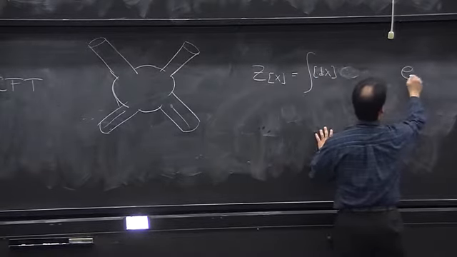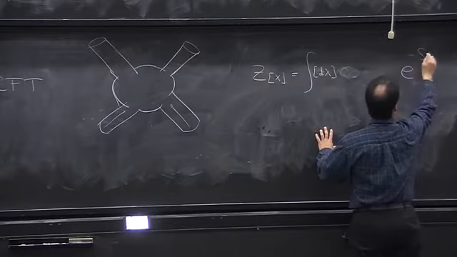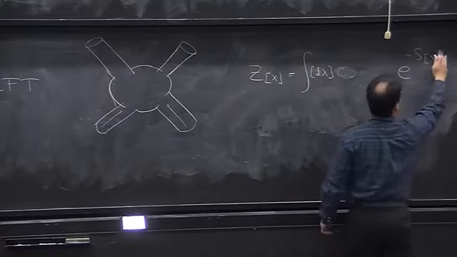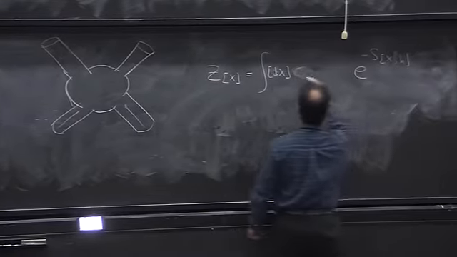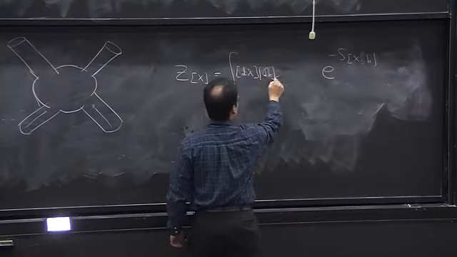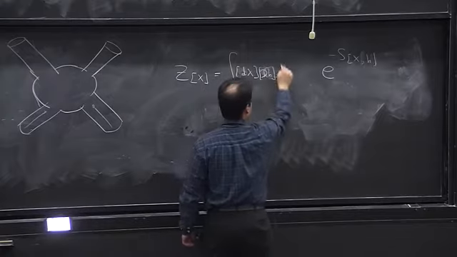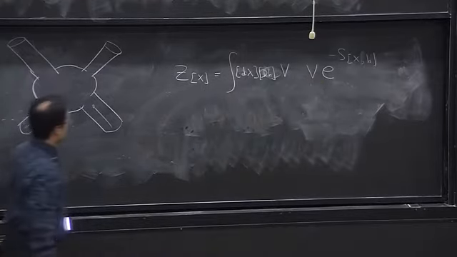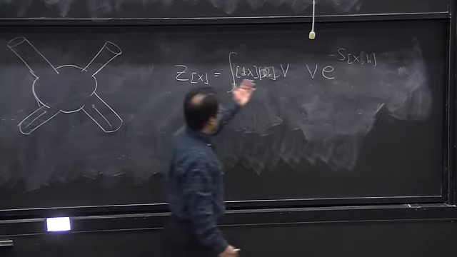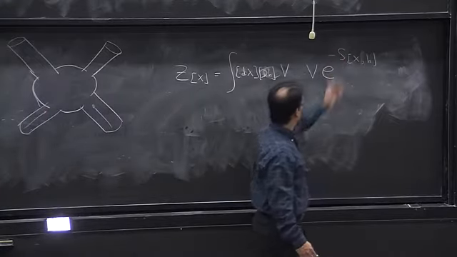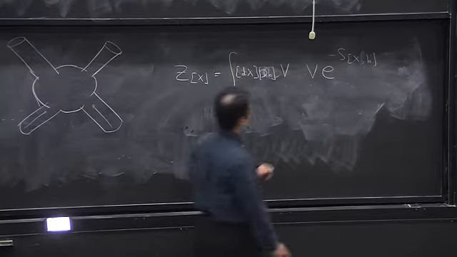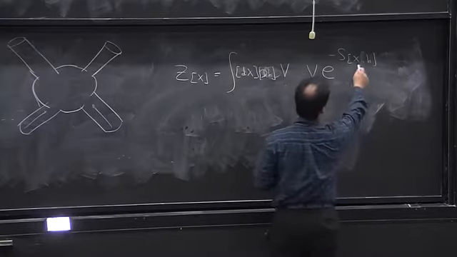Let's put it here. Well, with insertion of the vertex operators. Okay? But now this integration is done on a world sheet that has the topology of a sphere. Okay? And how can we tell that that happens there?